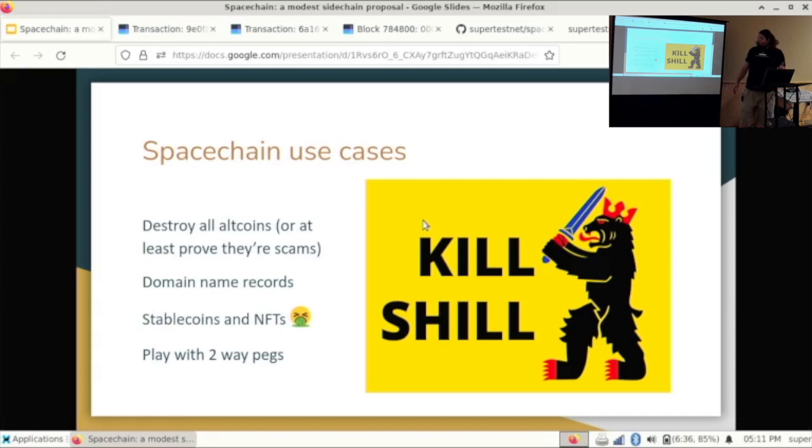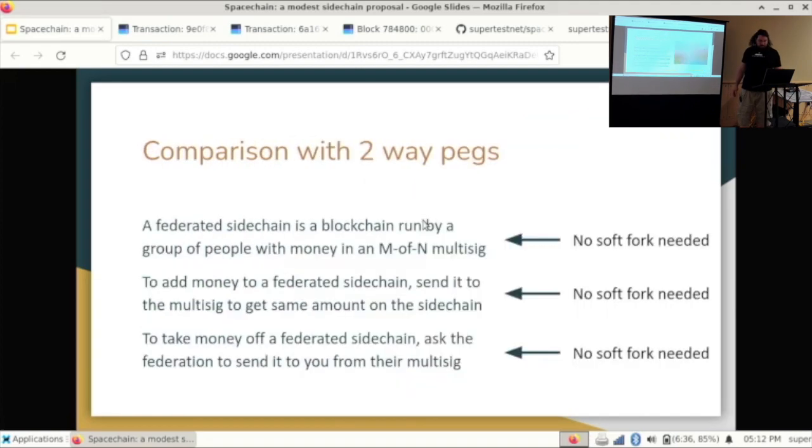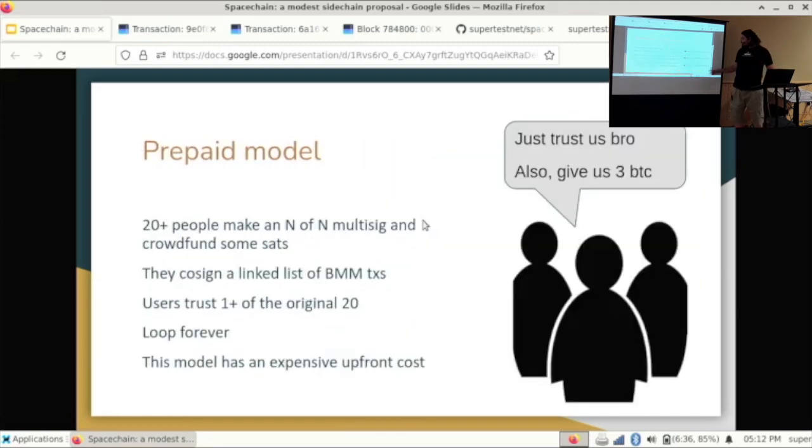You could also use them for domain name records, which is like we could rebuild Namecoin but as a space chain. The one that Fiat Jeff made is a stablecoin and NFT space chain, which makes me vomit because I hate those things. You could also play with two-way pegs. Like maybe you want to use Liquid, but you don't trust the faceless black men who run it, the silhouettes who run it. So you make your own.